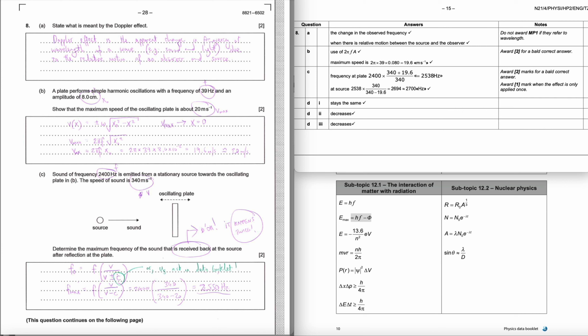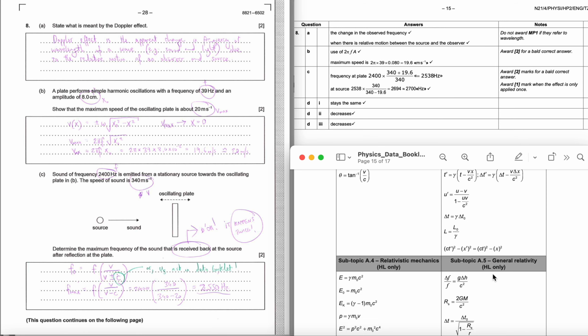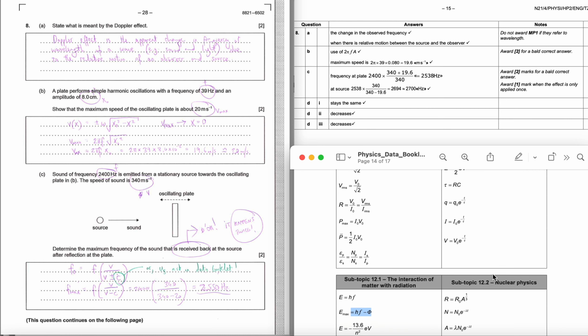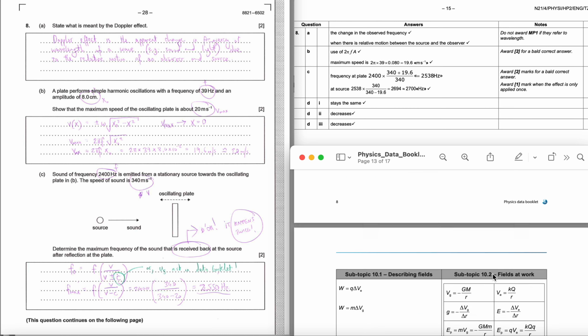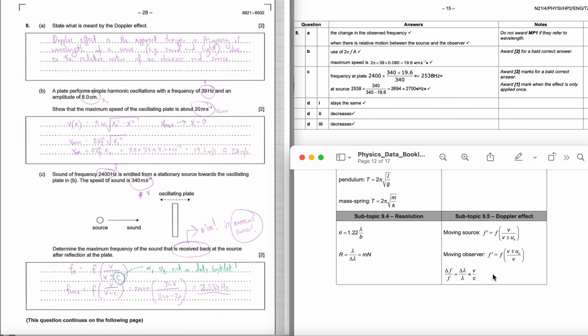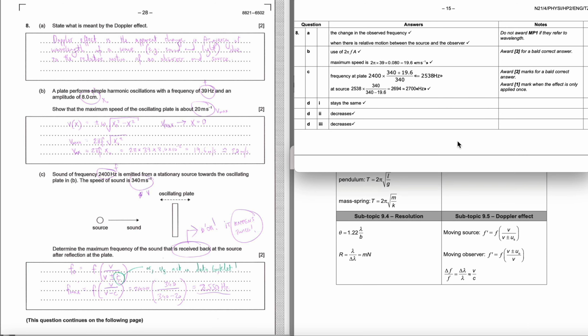with our November 21 HL Physics question paper 2, and here we're looking at question 8. As usual, we've got the paper, we've got the mark scheme, and we've got our data booklet if we need it. Now this question is clearly about Doppler effects, so I'm just going to scroll through and try and find the Doppler. There we go. Always good to be ready with it.